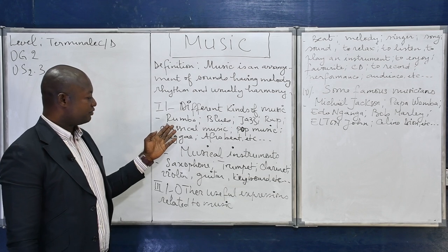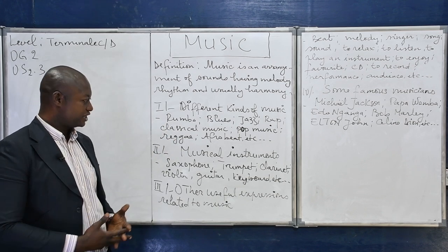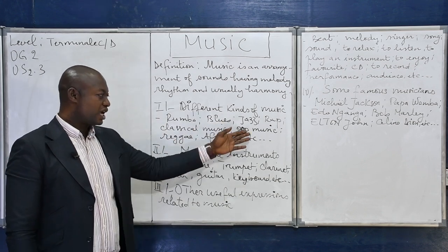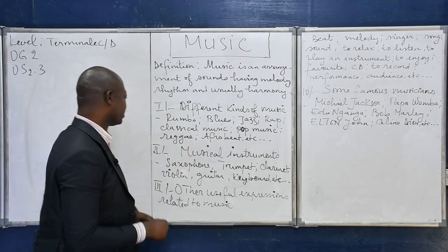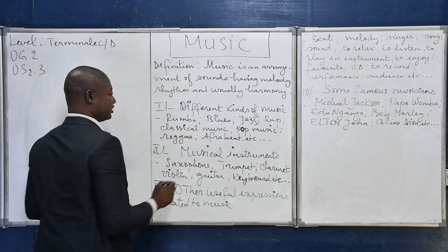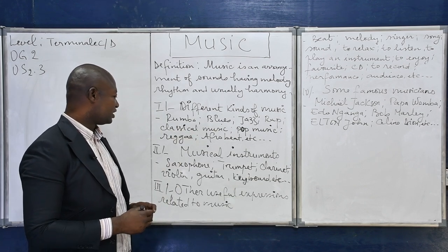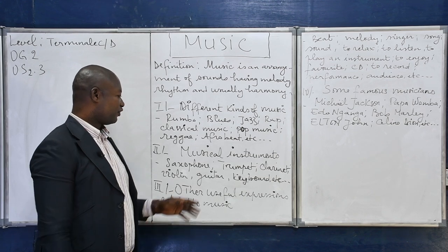For instance, we have rumba, a kind of music, blues, jazz, rap, classical music, pop music, reggae, afrobeat, etc.